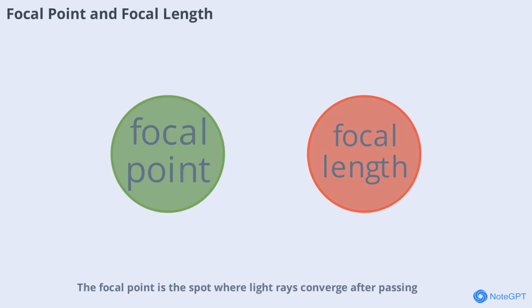The focal point is the spot where light rays converge after passing through a convex lens or appear to diverge from a concave lens. The distance from the center of the lens to this point is called the focal length. Focal length determines how strongly a lens converges or diverges light. Understanding these concepts is crucial for designing optical systems and predicting how images will form.